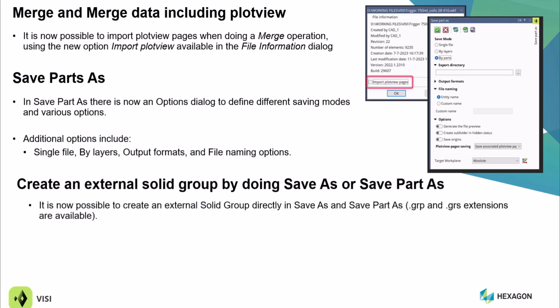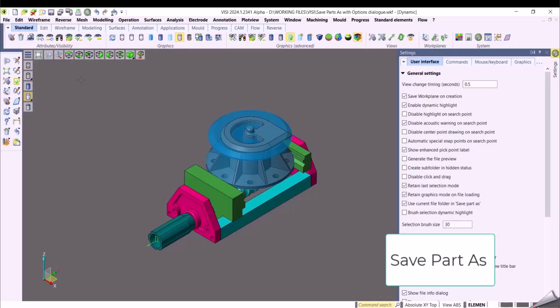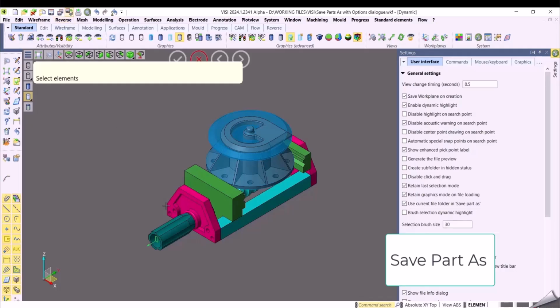You now have the ability to create an external file by using Save As and Save Part As. This allows you to export directly as a GRP GRS extension. And within the Save Part As area, you have constraints to assign the part as saved within Save Part As. So let's talk about Save Part As real quick here.